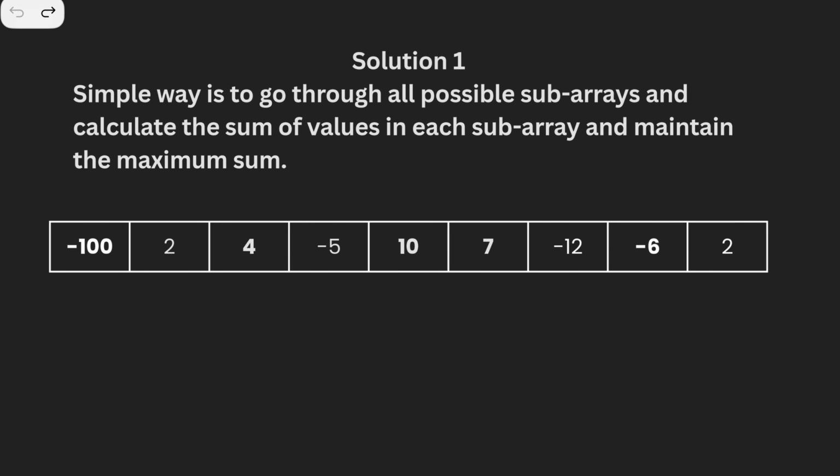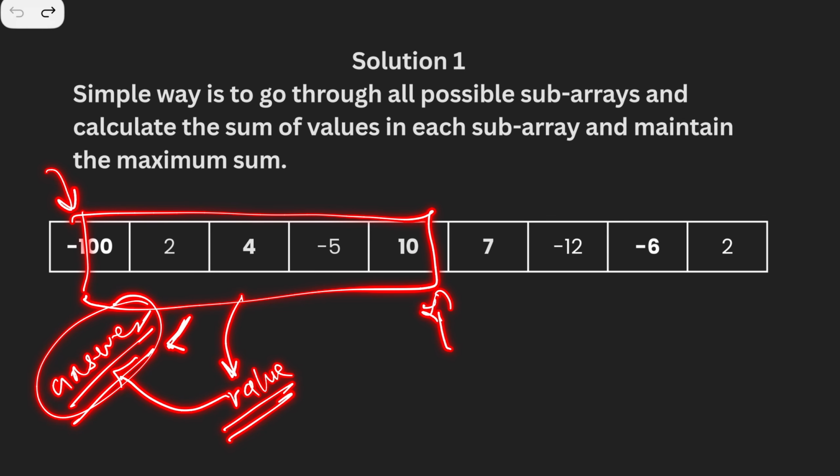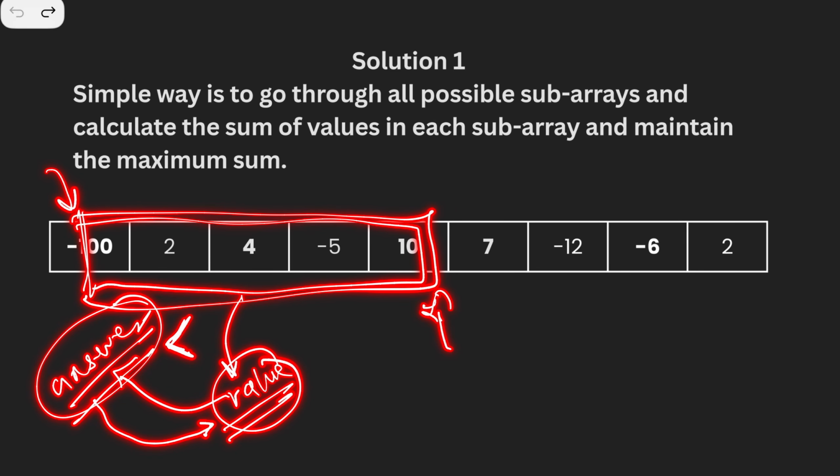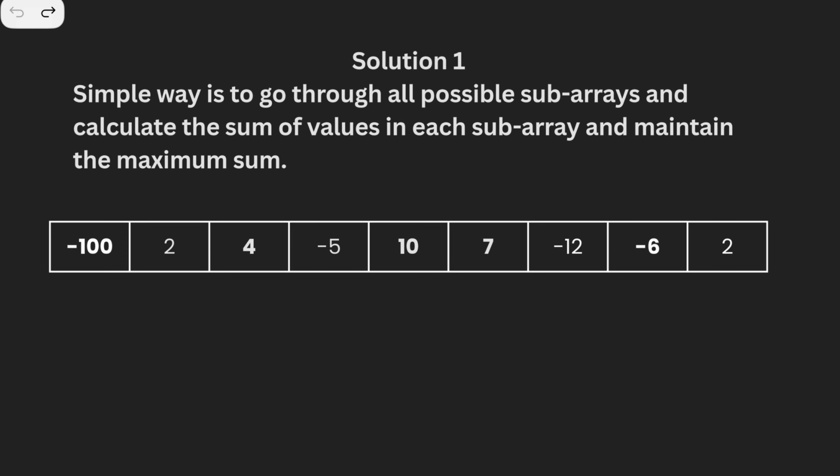Now the simple way to solve this problem is to go through all possible combinations of the start pointer and end pointer, compute the entire sum in between, take the value and compare with the final answer. Keep on updating this answer. Let's say this answer is less than the value, then update the value of answer to the value. This value is the sum of all the consecutive numbers between the start and end. You vary this start, you vary this end, you try all possible combinations and update the answer.